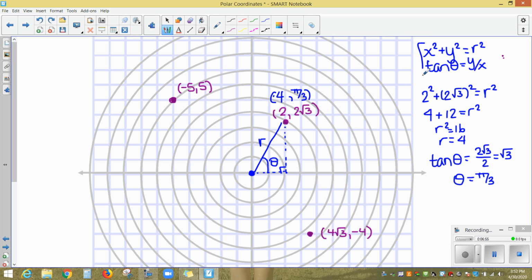Alright, so our two conversions here, maybe I shouldn't have put them in blue, but I did. And we can find our r with Pythagorean theorem. We can find our theta using the arctangent, the fact that tangent is y over x. Go ahead and pause the video and do the other two for me, please.